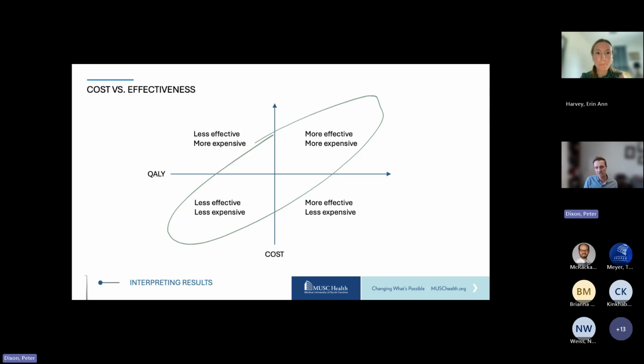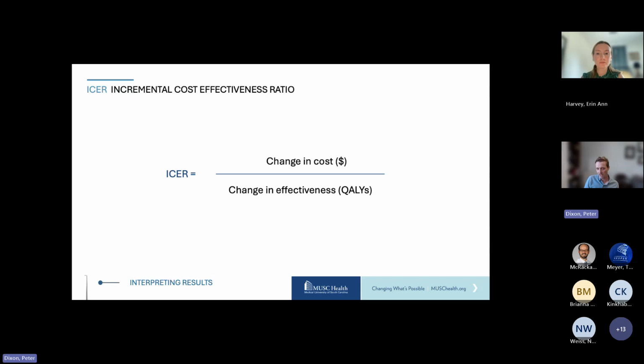But the interesting stuff happens in between, where either the strategy is more effective but also more expensive, or it's less effective but also less expensive. And the question becomes, what's the difference in effectiveness and what's the difference in cost, and can we justify it? And that's where we get this incremental cost effectiveness ratio. The change in cost divided by the change in effectiveness gives us this ICER, or incremental cost effectiveness ratio.